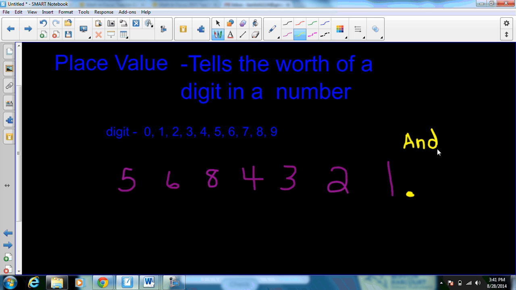I know you hear people saying AND all the time when they say numbers, but AND really means decimal point. After that, you have the ones place, the tens. Most of you are familiar with this. Hundreds, thousands. And then you start repeating the pattern again. So thousands is really 1,000s. Then you have 10,000s. And I'm just abbreviating here. And then you have 100,000s.